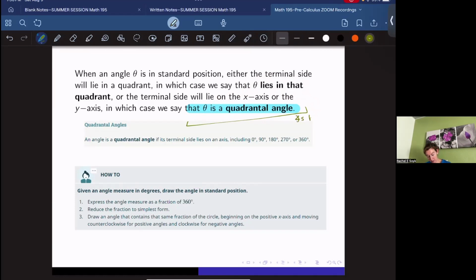are angles that have terminal side lying on an axis. Okay, so famous ones: 0, 90, 180, 270, 360.